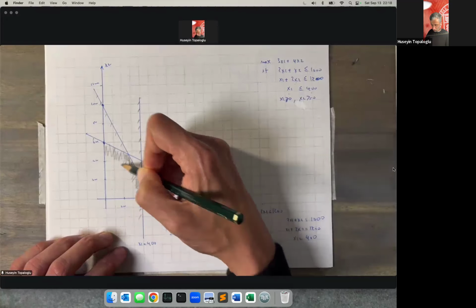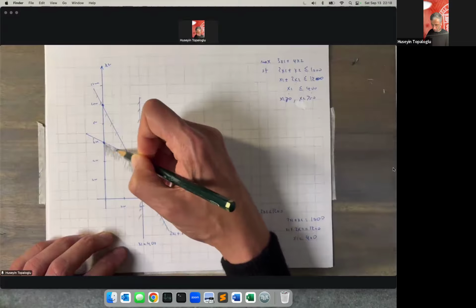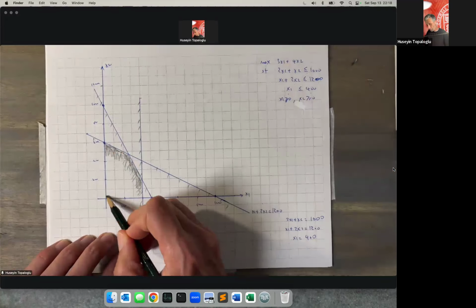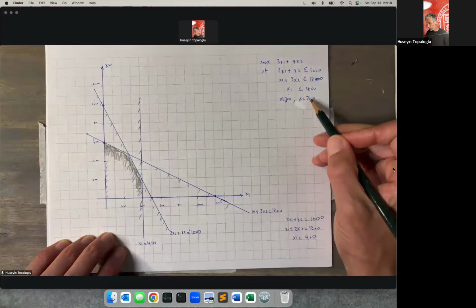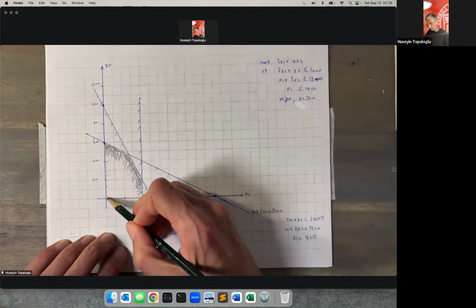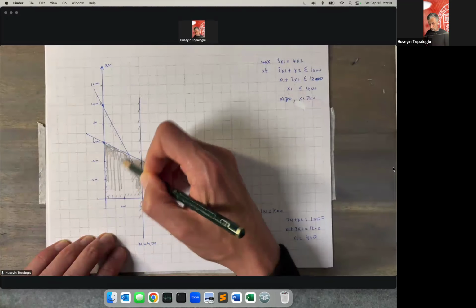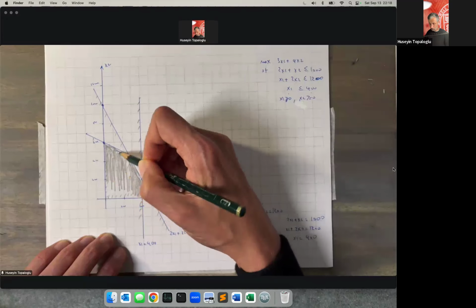Below and to the left of all of those three lines. Okay. And likewise, I want x1 to be greater than or equal to 0, so I want to be to the right of the vertical axis. And I want x2 to be greater than or equal to 0, so I want to be above the horizontal axis. So then this is the set of feasible solutions to our linear program that we want to solve.